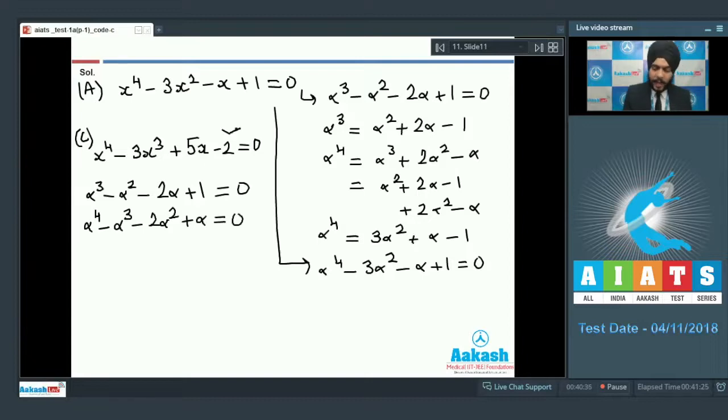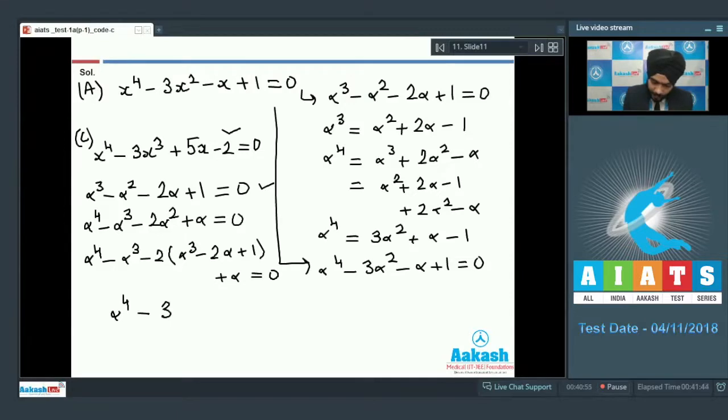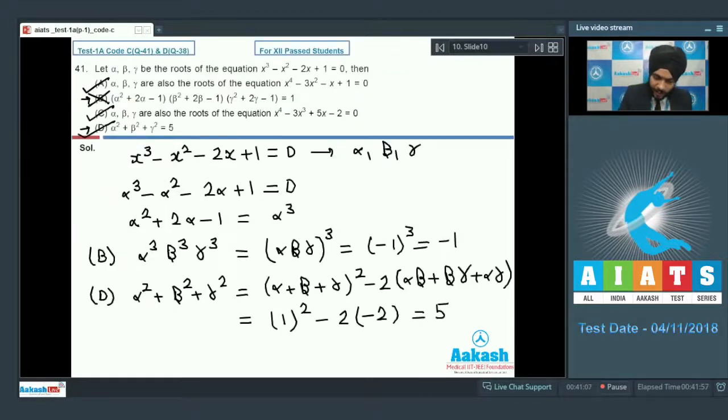You can see that in this equation I have no alpha square term. So let us substitute alpha square from the second equation, that is this equation. Alpha power 4 minus alpha cube minus 2 into, what is alpha square? Alpha cube minus 2 alpha plus 1, plus alpha equal to 0. Ultimately I have alpha power 4 minus 3 alpha cube plus 5 alpha minus 2 equal to 0, which means that alpha is a root of this equation. Very well connected question again. Option number C is also correct. So the final answer rests as ACD.